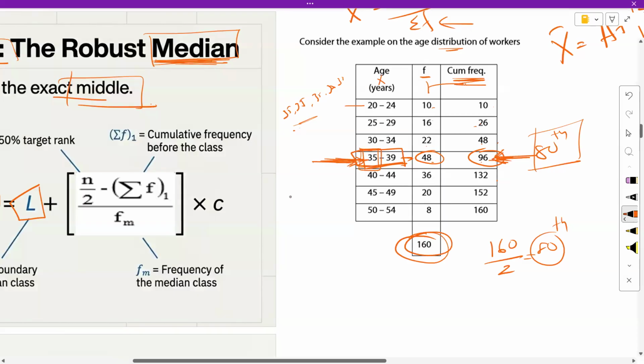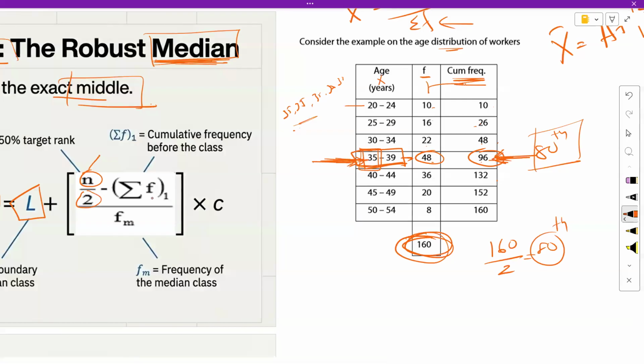Lower boundary is 34.5, and N is the number of observations. In this case, the number of observations is 160, divided by 2. That's the mean, normal 2.